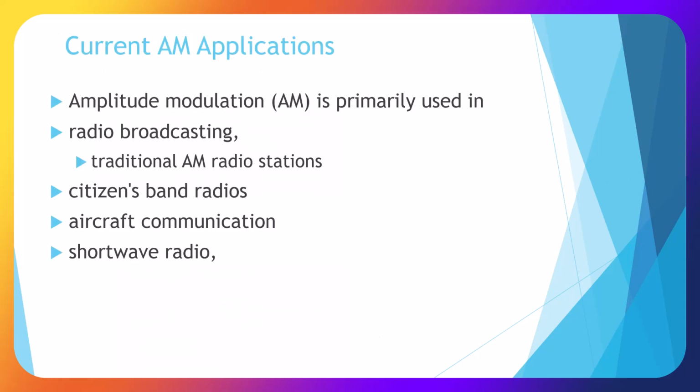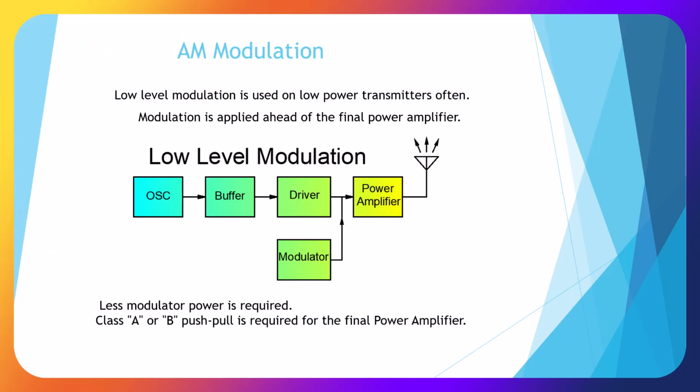Our current AM applications. Amplitude modulation is primarily used in radio broadcasting, or traditional AM radio stations, citizen band radios, aircraft communication, and shortwave radio. Low-level modulation is often used on low-power transmitters. Modulation can be applied ahead of the final power amplifier, shown here, and less modulator power is required. Class A or Class B push-pull amplifiers are required in the final power amplifier.